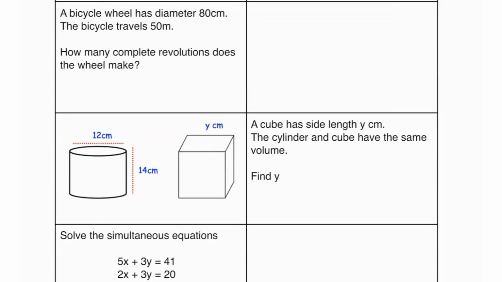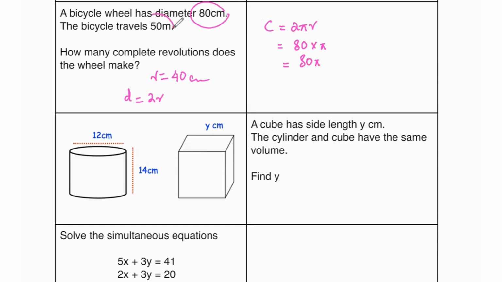Next question says a bicycle wheel has diameter 80 centimeters. The bicycle travels 50 meters. How many complete revolutions does the wheel make? So we need to find the circumference in this case. Circumference will be 2 pi r. Since the diameter is 80, radius would be 40, half of the diameter. Or you could even use directly 2r because the diameter is basically 2r. So we can do 80 times pi, which is 80 pi.